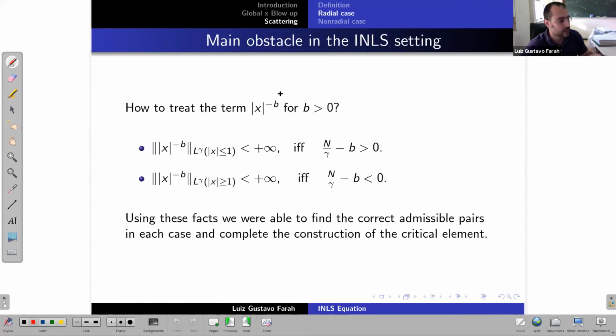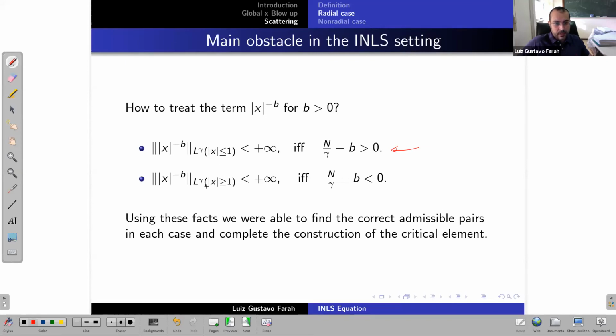So let me try now to give you some ideas of the proof. How to treat this term |x| to the power negative b, right? If you look at this term that appears in the nonlinearity, you cannot integrate this term in the entire space, right? For any b that you have, this function is never L1 in space. But if you restrict the space, then you can get some integration. So if you are around the origin, for every gamma that satisfies this relation here, this integral is finite over the set.